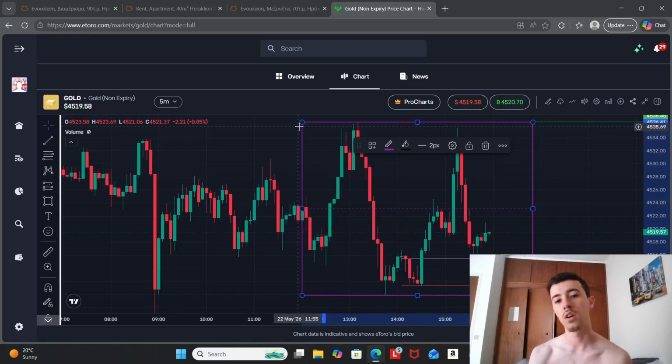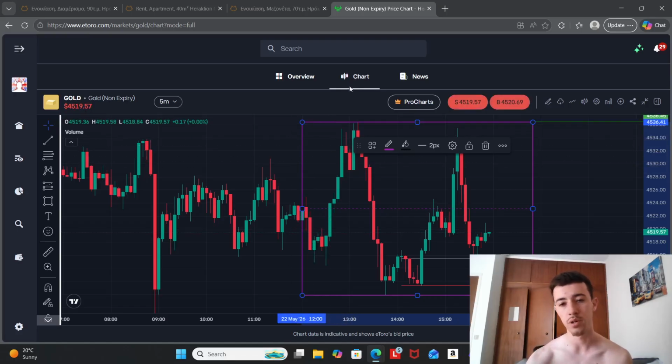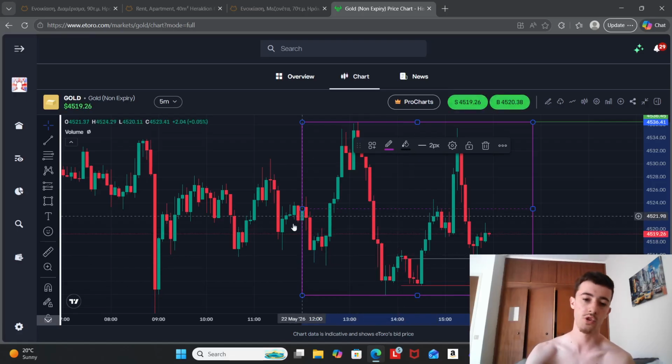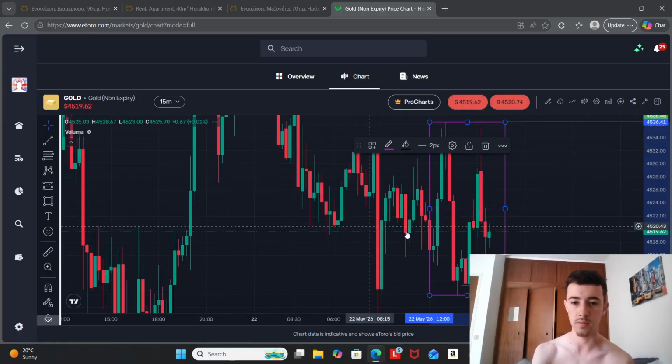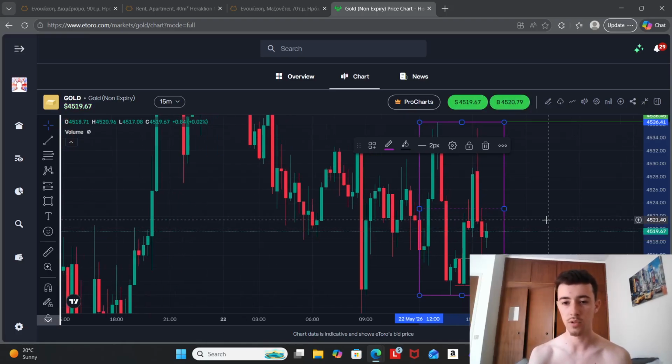So a lot of these institutions want to push price all the way down to sweep the liquidity. Then you'll see a move down, a break of structure, and then you'll see a big rally upwards with a lot of momentum. So we'll go on to the 15-minute time frame here to show this example that I found.